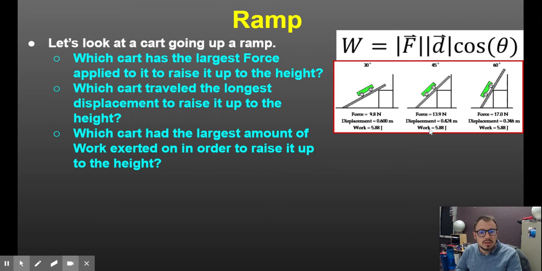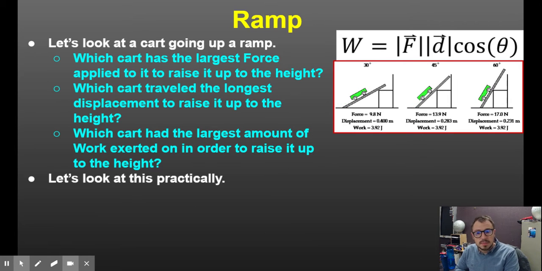Notice that the work is going to be the same when it's at the top of the hill because it's the same cart. And remember, they're going up against gravity, but gravity is conservative. So each of them did 8.822 joules of gravitational potential energy, right?